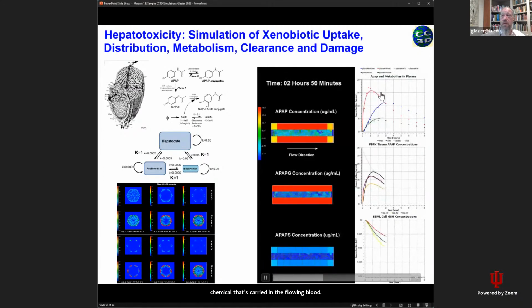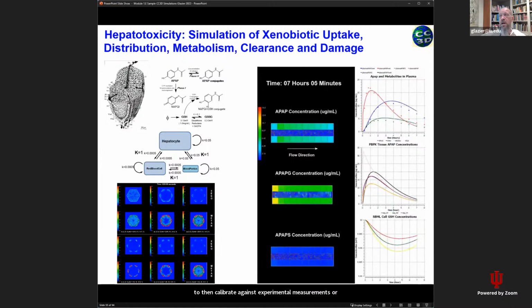And this we're able to then calibrate against experimental measurements, or in this case, clinical measurements, of the level of acetaminophen in the bloodstream in an individual patient and the level of its metabolites.